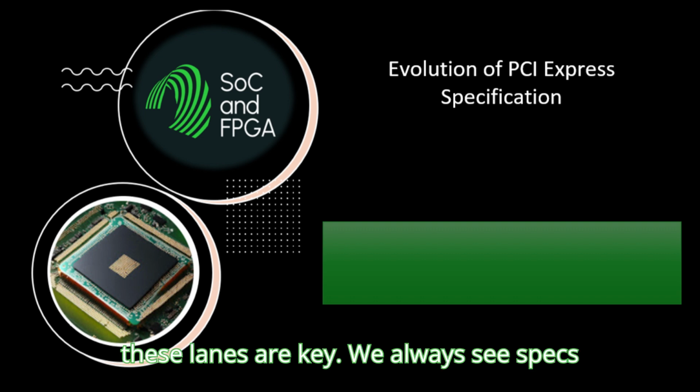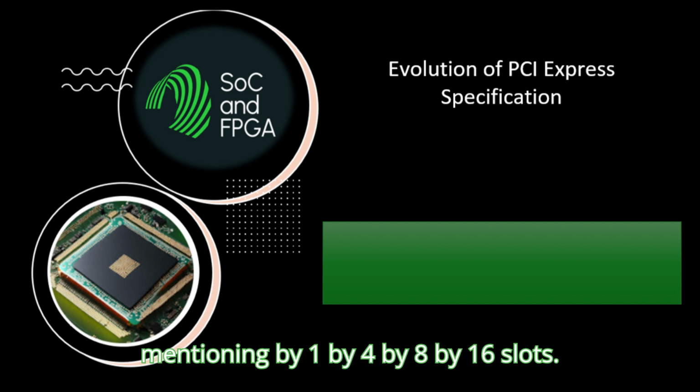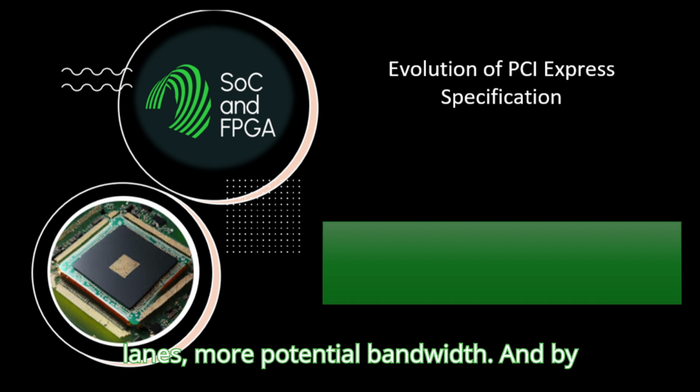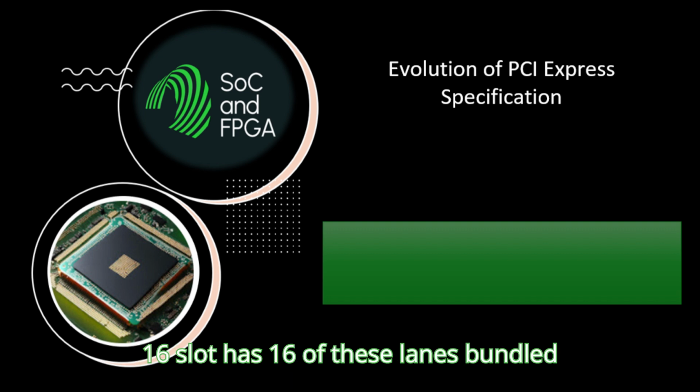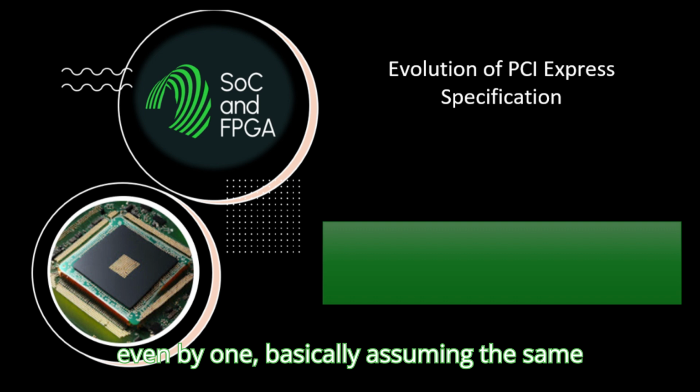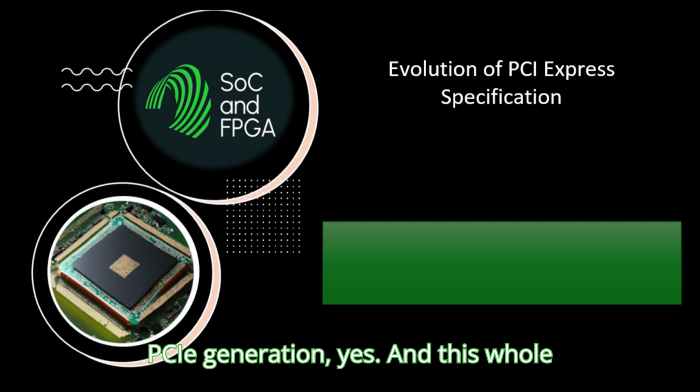Okay, so these lanes are key. We always see specs mentioning x1, x4, x8, x16 slots. That's just the number of lanes for that connection. That's exactly it. More lanes, more potential bandwidth. An x16 slot has 16 of these lanes bundled together. Got it. 16 times the capacity of even x1, basically. Assuming the same PCIe generation, yes.